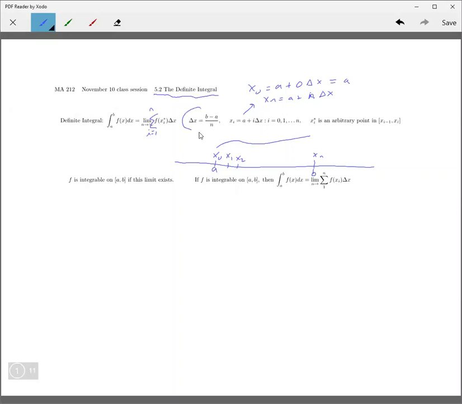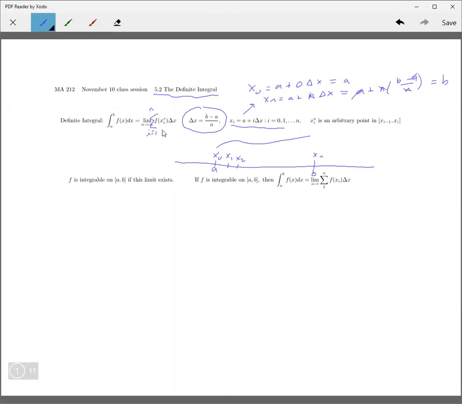But delta x is this, so it's going to be a plus n times b minus a over n. And so the n's are going to reduce, the a's are going to reduce, and you're just going to end up with b. So xn is b. So 0, 1, 2, and all the way up to n. And these are equally divided out among the whole interval. Okay, so that's how these points are defined.